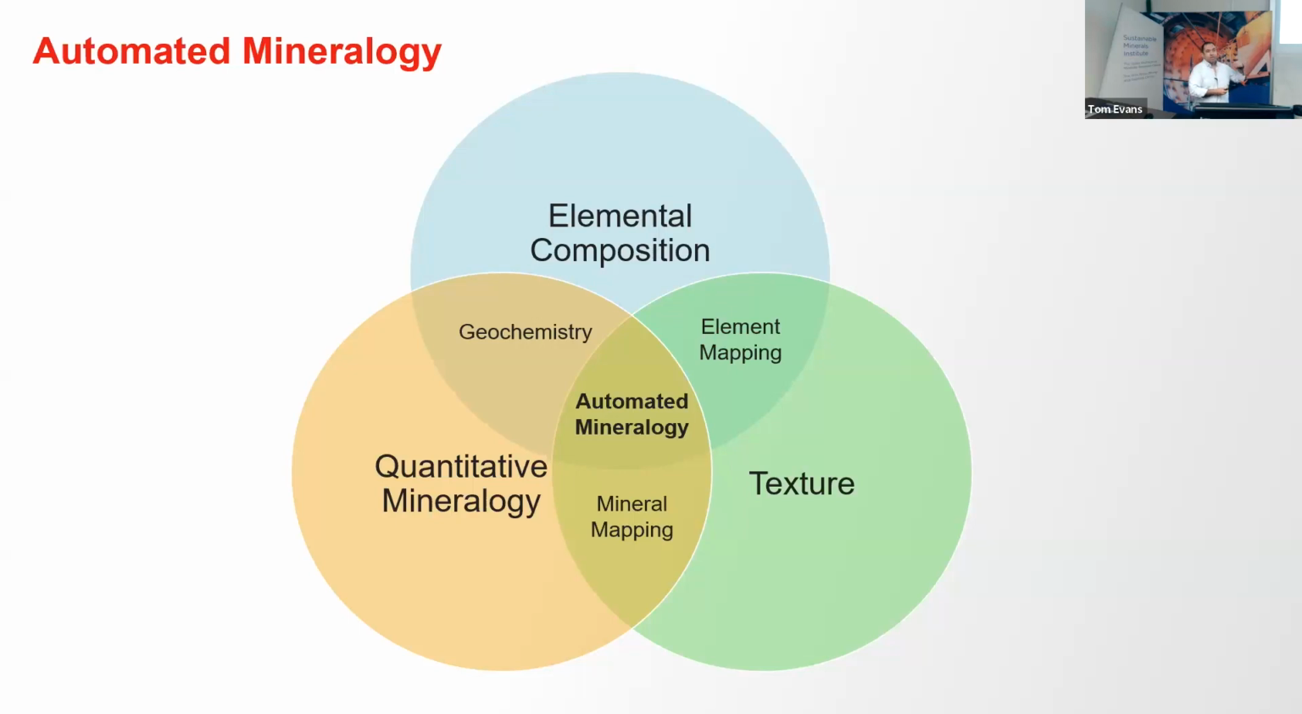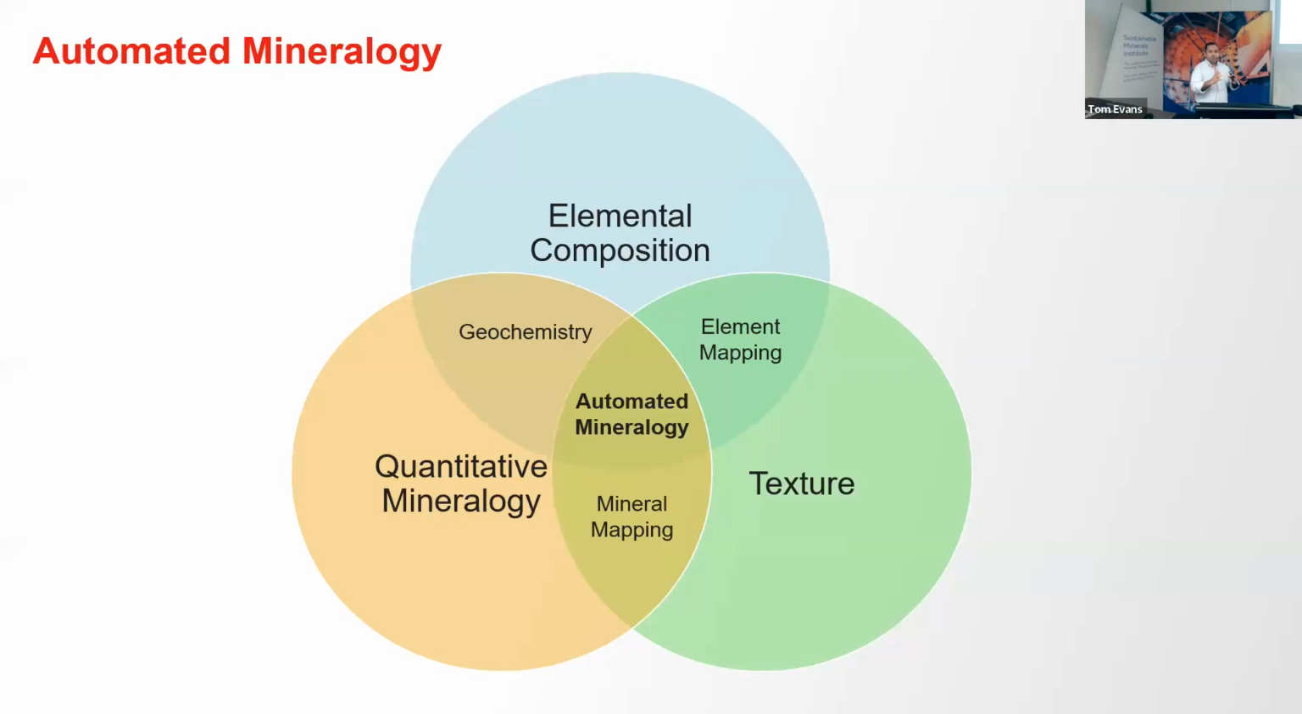And the texture. Typically, when we talk about the texture, we're talking about things, for example, like what is the grain size of our minerals? What is the association of those minerals? So we typically use imaging techniques when we capture the texture of a rock. Could be from optical petrography or scanning electron microscopy.